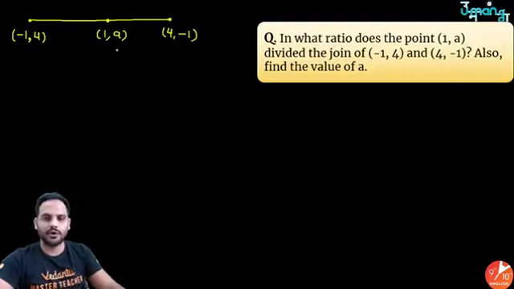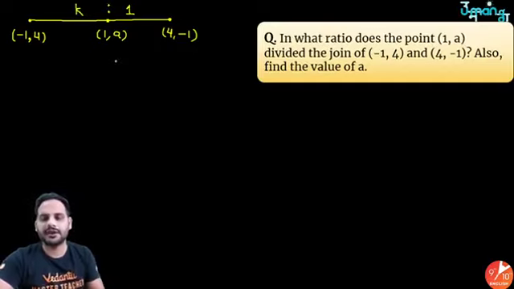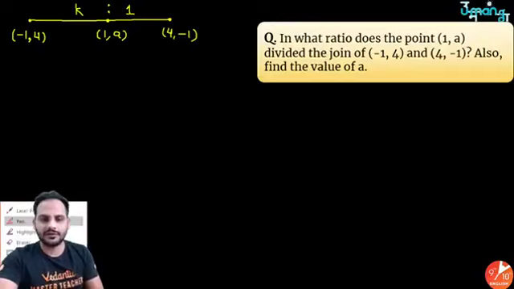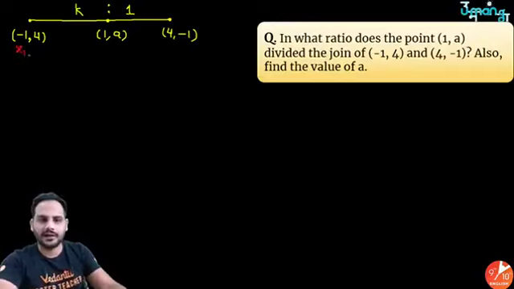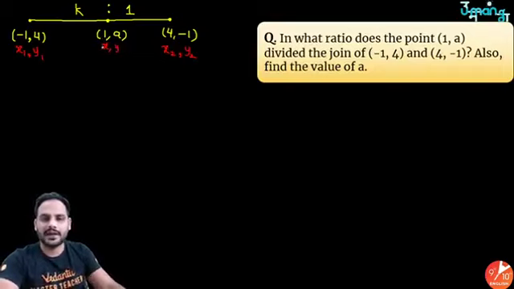We don't know what the ratio is, so take the ratio as k is to 1. Correct? And we need to get the value of a as well. That is all we know. So let us say this is your x1 comma y1, this is your x2 comma y2, and this is the x coordinate, y coordinate which we have to find out. Correct? So let's use the section formula. I know the x coordinate.